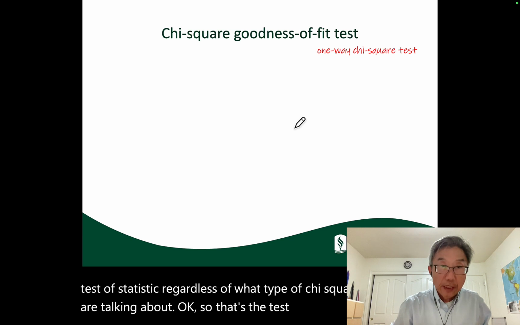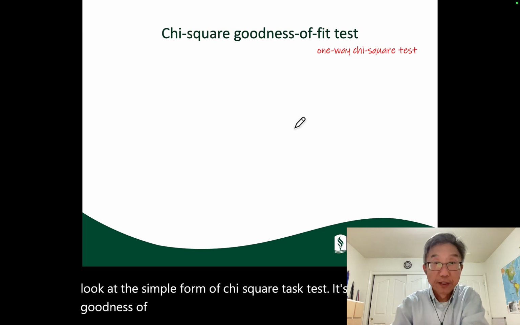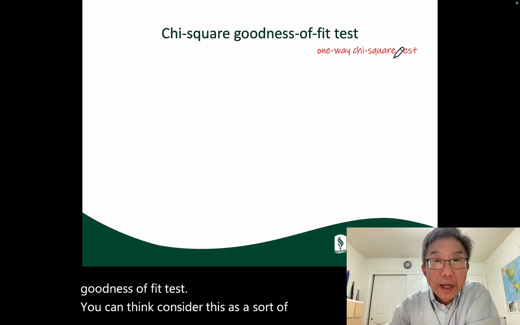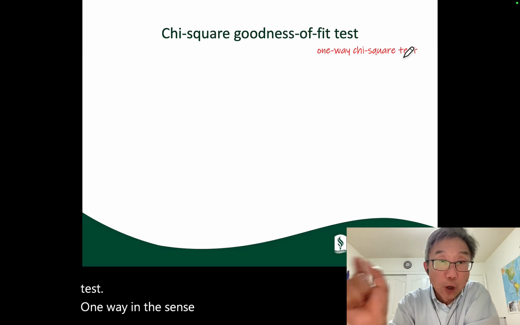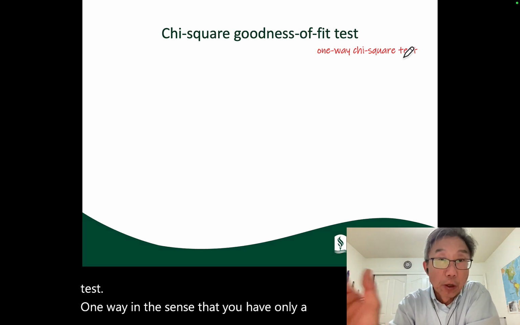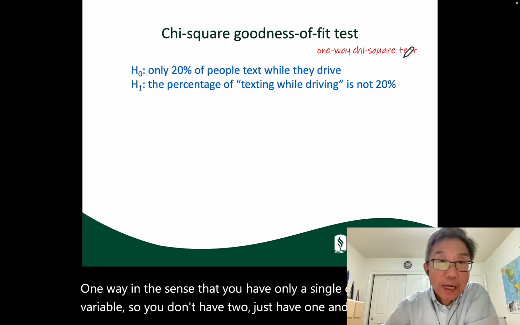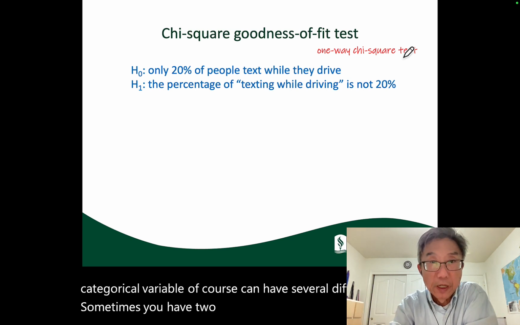Now, let's take a look at the simple form of the chi-square test. It's called the goodness of fit test. You can consider this a sort of one-way chi-square test. One way in the sense that you have only a single categorical variable. So you don't have two, you just have one. And that categorical variable, of course, can have several different levels. Sometimes you have two, sometimes you have three.